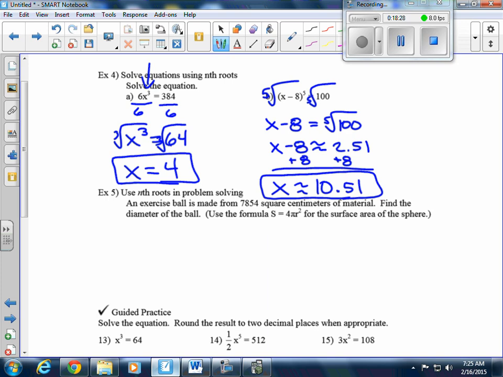And notice in example 4, we need to make sure to put these third roots in here. I forgot to do that right when I did it. I talked about it, but I forgot to write those in there because we're taking the third root.